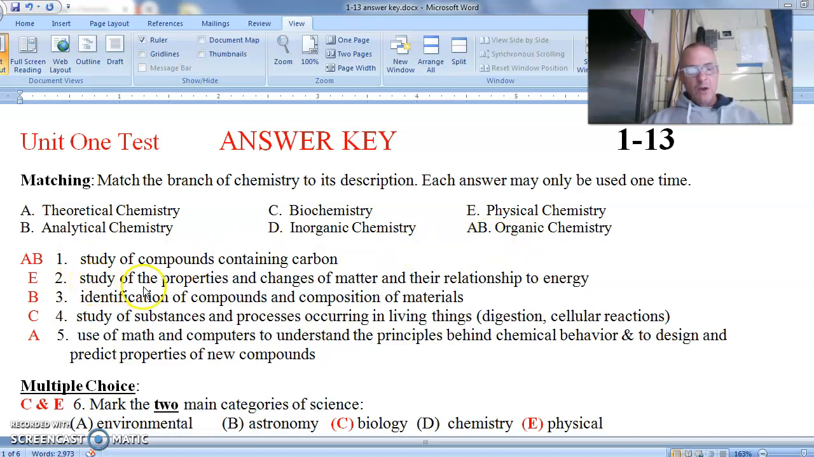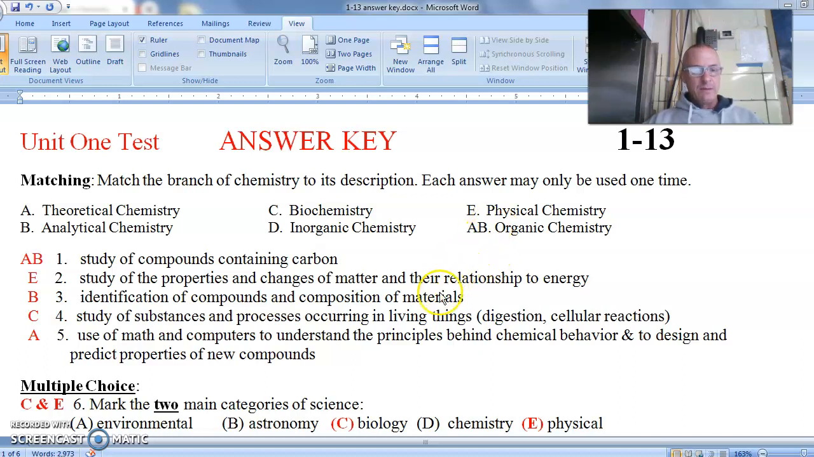Number 2, what branch of chemistry studies the properties and changes of matter and the relationship to energy? That particular branch of chemistry is called physical chemistry. Again, physical chemistry is not really concerned with things that are alive. Physical chemistry is not concerned with particular types of compounds. Physical chemistry just wants to study the properties of all types of matter, changes that all types of matter undergo, and the relationship that those changes have to energy. Do those changes involve the taking in of energy, the emitting of energy?